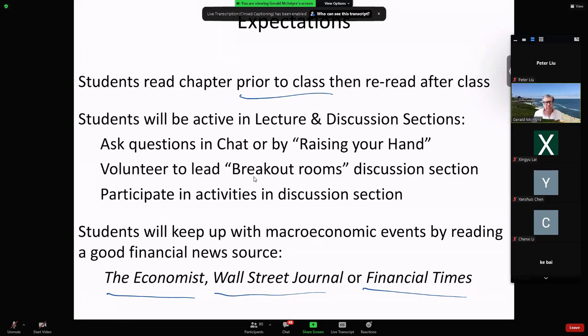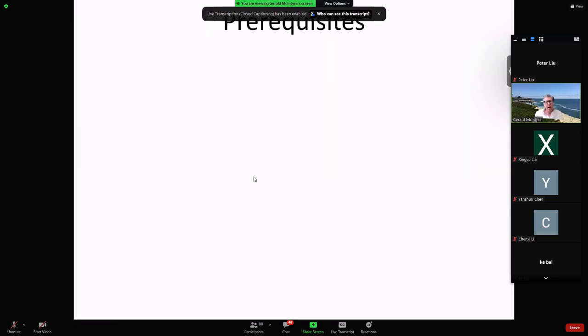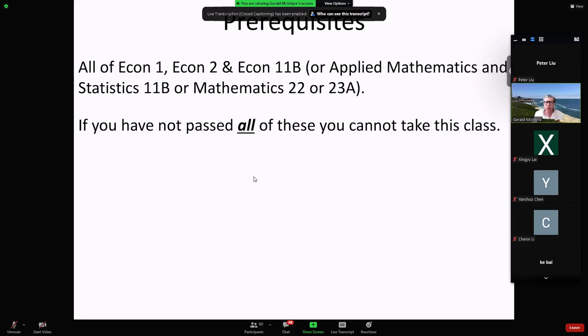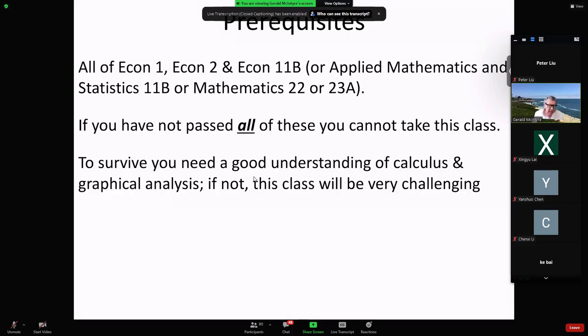Prerequisites for the course, I'll list these here: all of Econ 1 and 2 and 111B, or the equivalent. If you haven't passed all of these, you cannot take this course. You certainly cannot survive in this course. There's plenty of calculus, plenty of mathematics in this course, plenty of analytic geometry in this course.